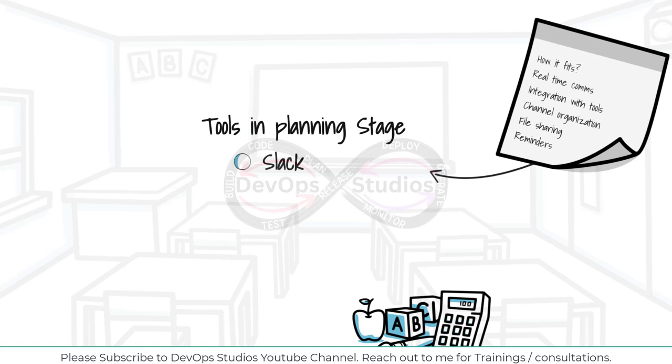The first thing is real-time communication. Teams use Slack to discuss project requirements, brainstorm ideas, and make quick decisions. The next thing is channel organization. We create dedicated channels for specific projects, teams, or topics, for example, project planning or team QA. This also helps separate conversations and avoid clutter.